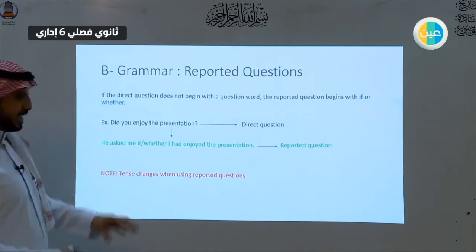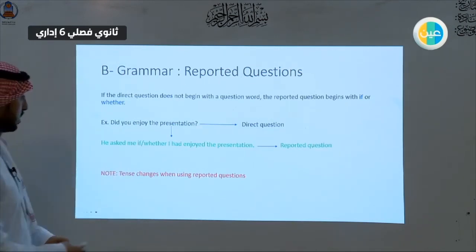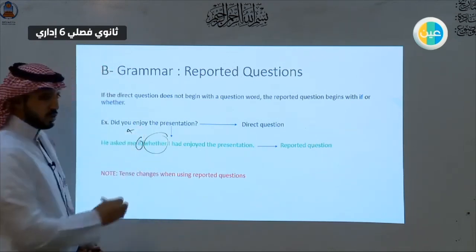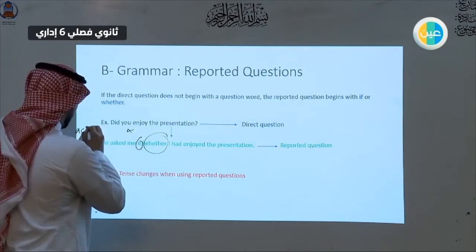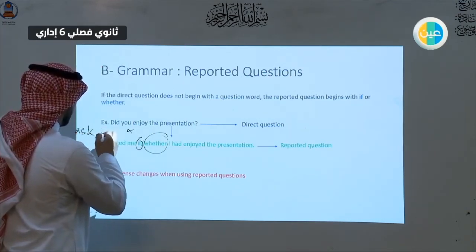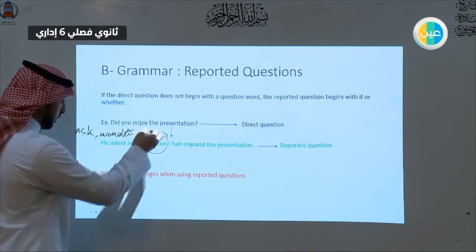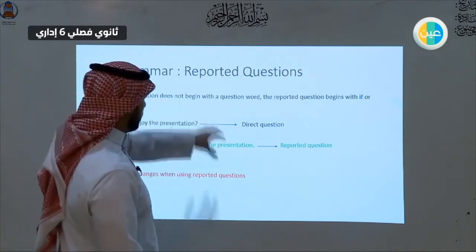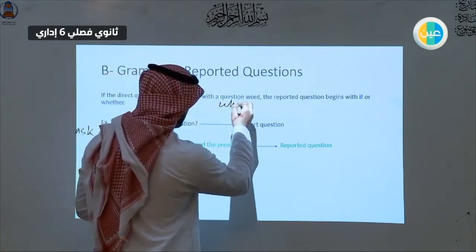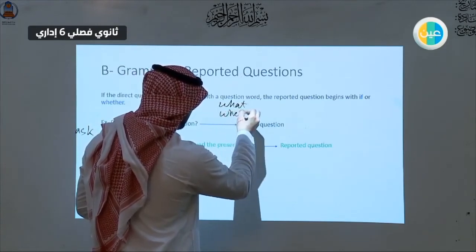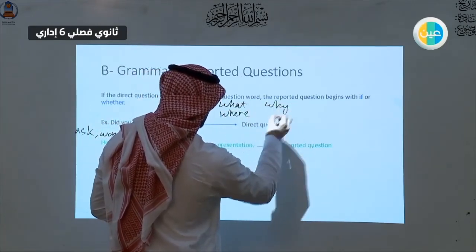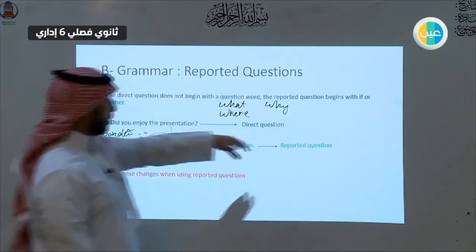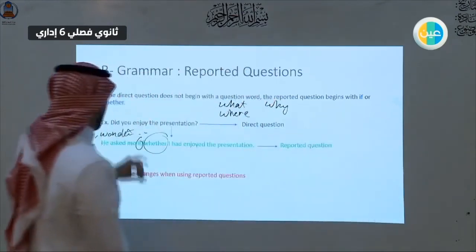The second type of reported question is when you have a yes no question. When you have a question whose answer is either yes or no, we use either if or whether plus a reporting verb like ask and wonder and so on. So if the direct question does not begin with a question word, as I said, what, where, why, etc., the reported question will begin with if or whether.